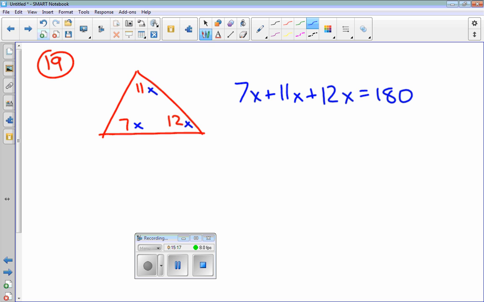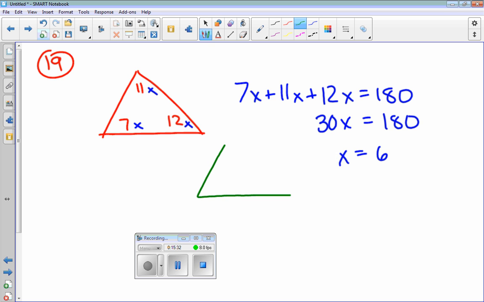Okay, so I'm going to add them up. When I do that here, I get 30x is equal to 180. Divide by 30, x is 6. So the scale factor here is 6. I need to multiply. So the actual triangle, again, not drawn to scale. Please don't think it is, because it's not. It's actually backward scale. But 12 times 6 is, okay. And then 11 times 6 is, and then 7 times 6 is. Okay, so that would be the correct answer.